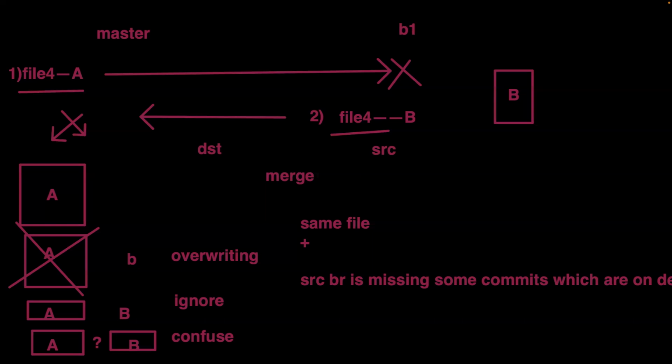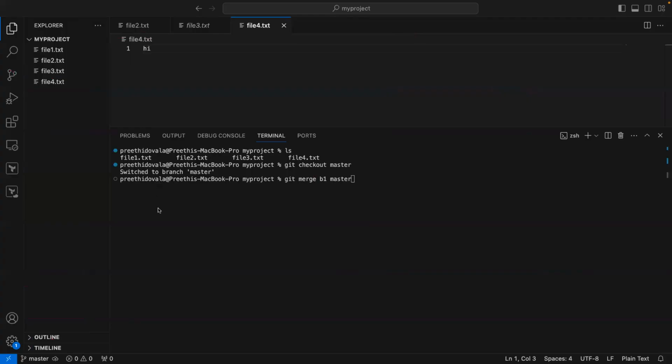Yes, Preethi. So let us now see how to resolve the conflict. We understood the reason for conflict. First let me run this command, and you will see the conflict. Let me run git merge b1.